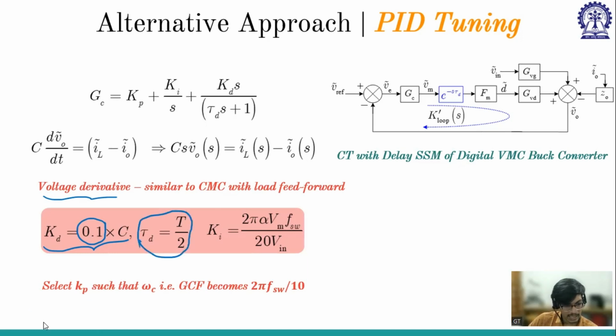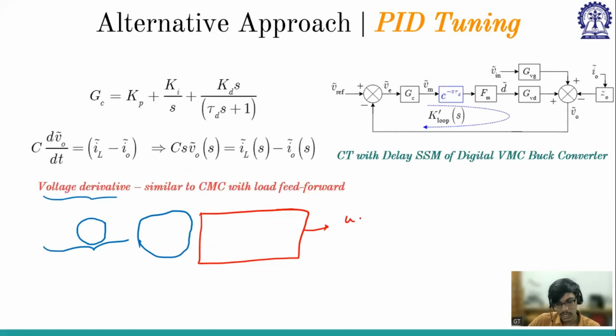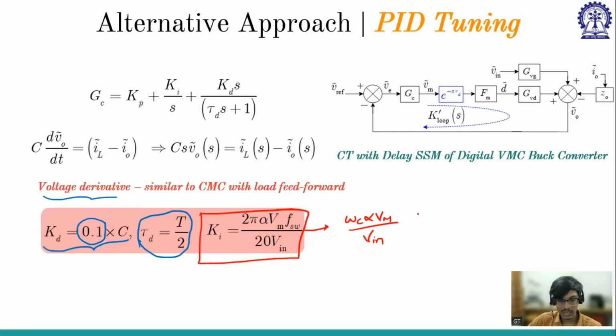And this Ki is coming from the small signal pole zero cancellation. So it is just same as the pole zero cancellation. So if we consider here, we have omega c alpha Vm by V in, and omega c Sir has considered 1/20th of FSW. So 2 pi FSW by 20 into alpha Vm by V in. So this expression will give us this expression. So now we got Kd, tau d, and Ki.